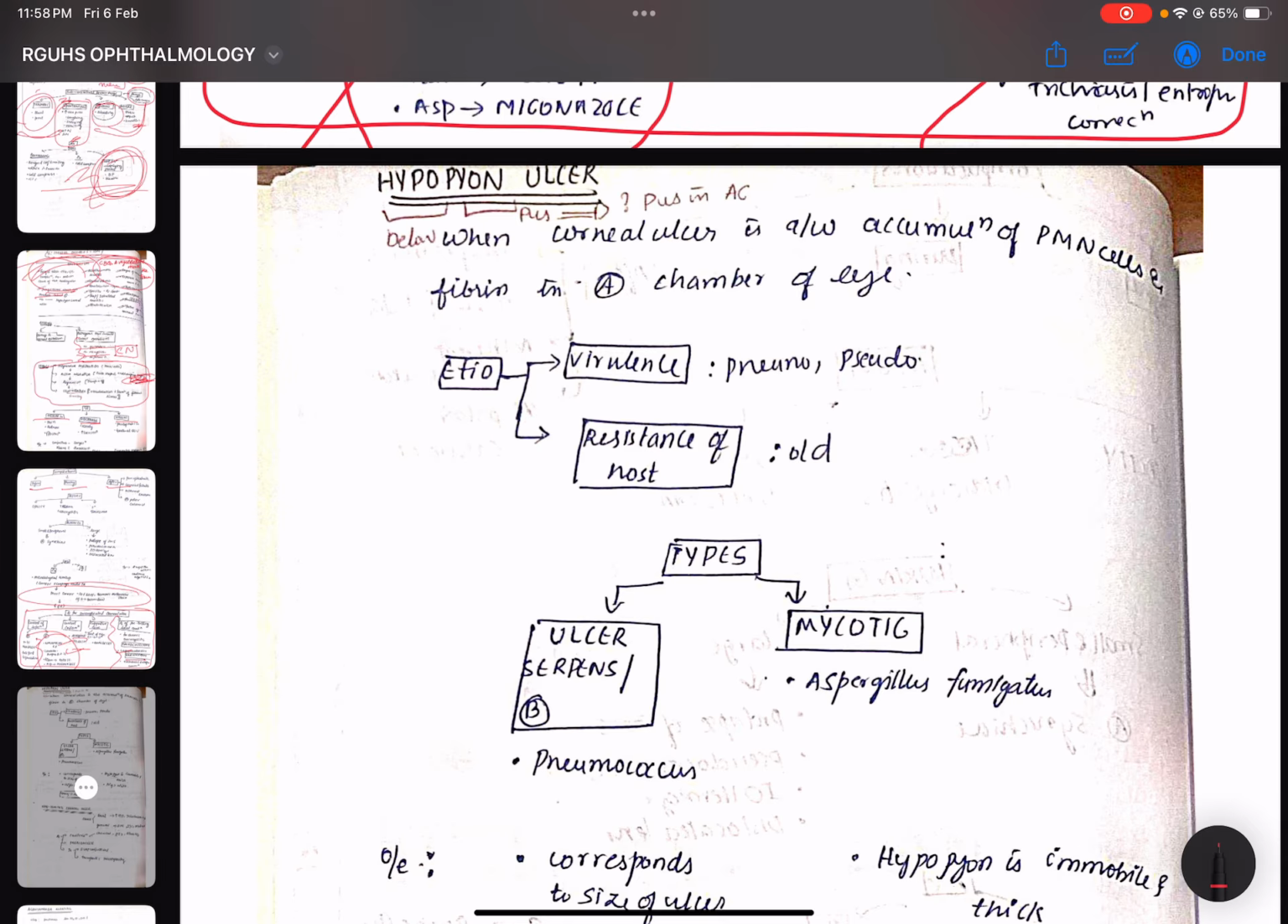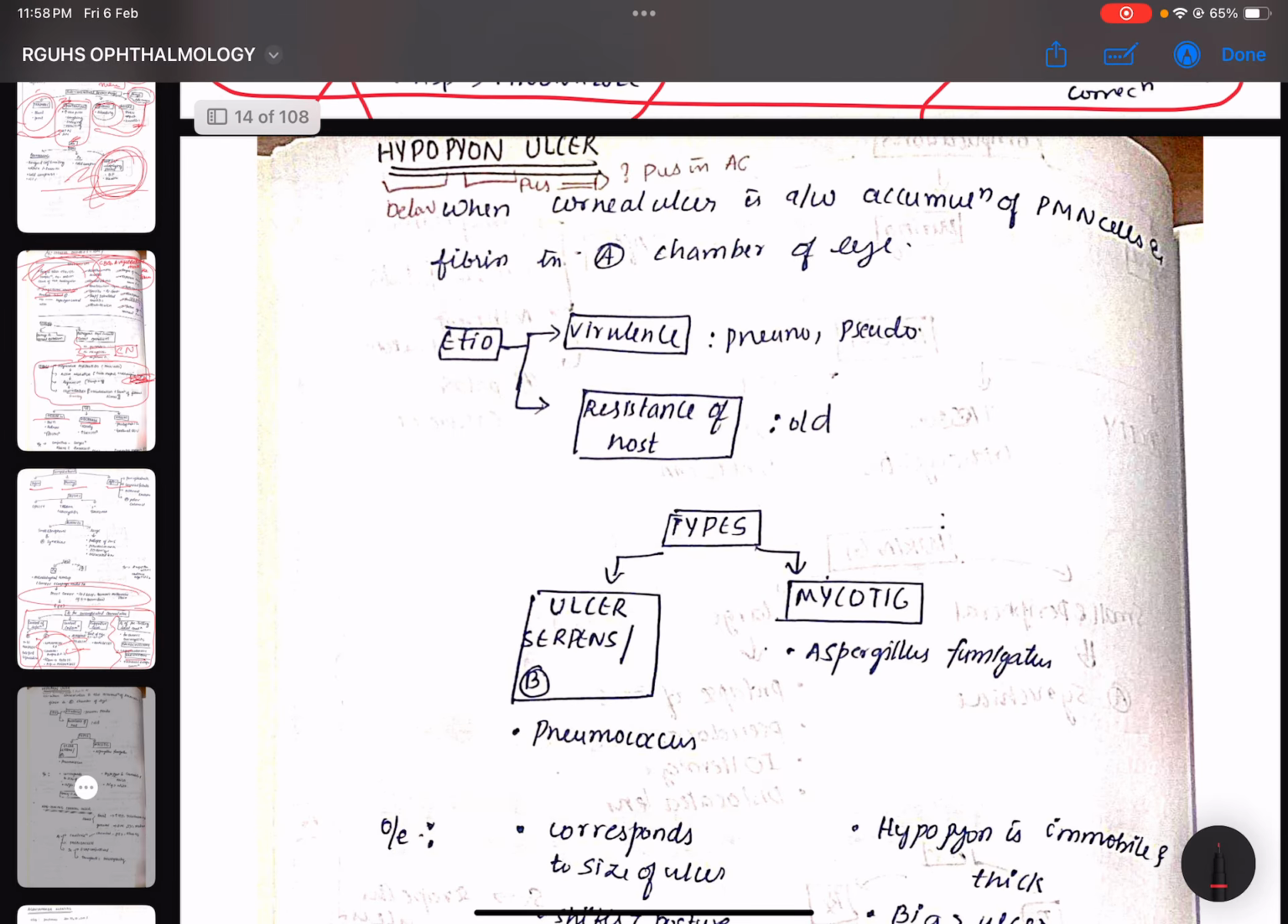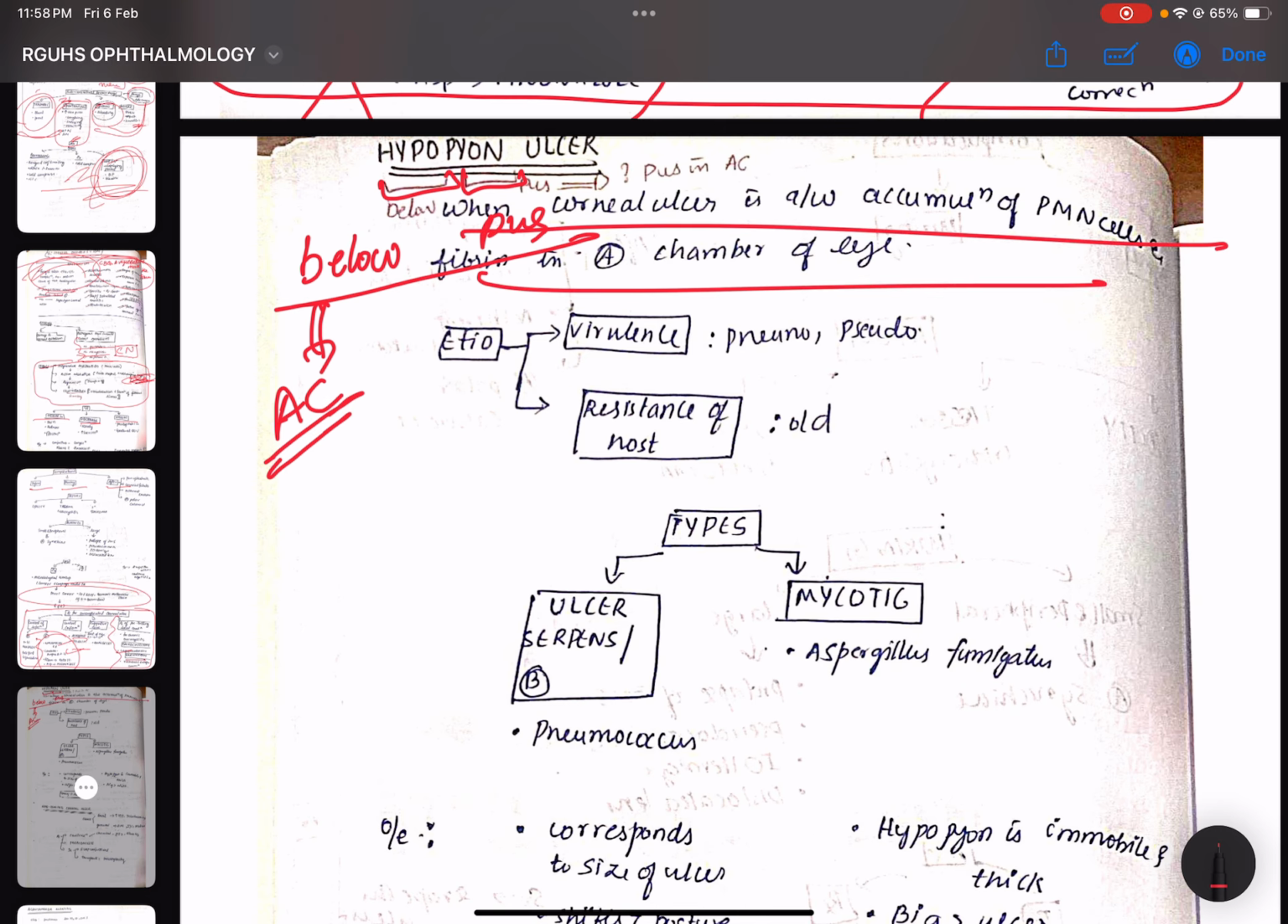Okay. Now coming to the second thing, that is hypopyon ulcer. So what does hypo mean? Hypo means obviously below. What does pyon mean? Pus. So where is it below? Pus is in the anterior chamber. The pus in the anterior chamber, if it's settling below, then it's called a hypopyon ulcer. Okay, when it is associated with a corneal ulcer. So this is the etiology, and these are the types.